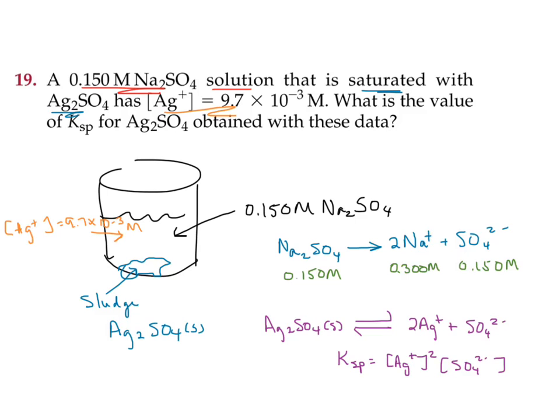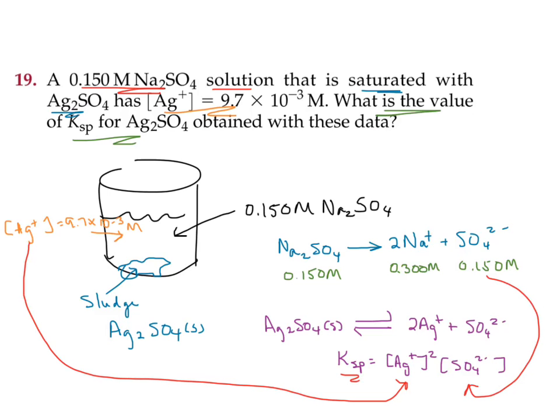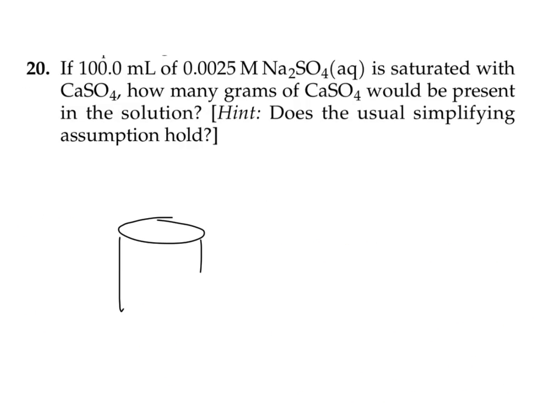So here's the deal. If you've dissected it that far, do you see where you have the silver concentration to plug into your KSP expression from this orange number? That's your silver concentration. You have the sulfate concentration from your common ion. That was your sodium sulfate. Okay. So that's how that looks. This one took on a different look.